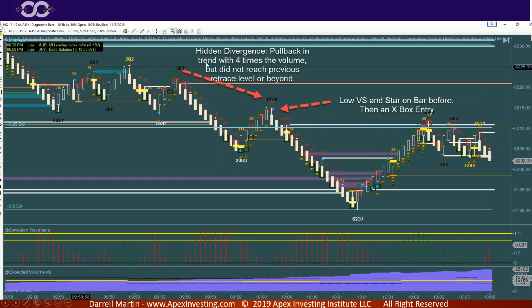So hidden divergence, pullback, turned to 4 times the volume, but did not reach beyond it. So we got 300 and 1,400. Got an Xbox with a trapped order. Okay, because this almost looks sort of like a trend reversing right here, but that number right there tells me this thing is going to keep going because it's picking up steam.